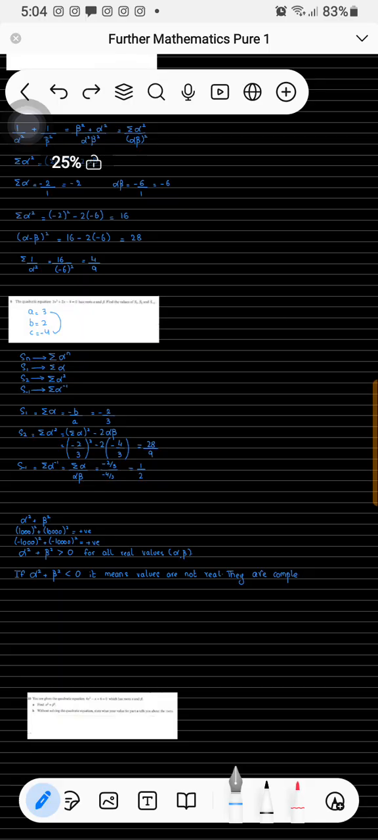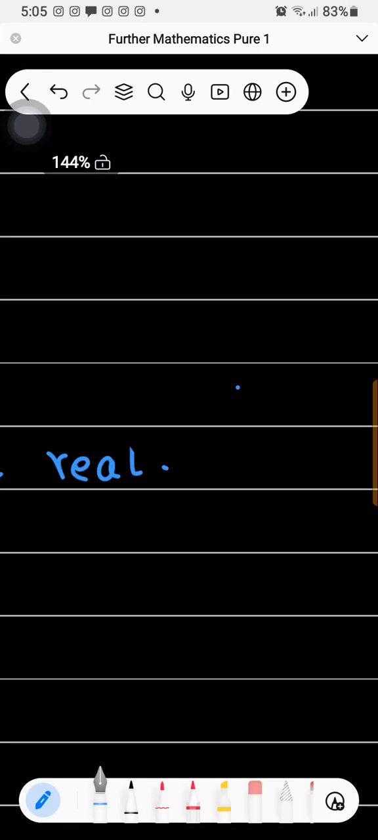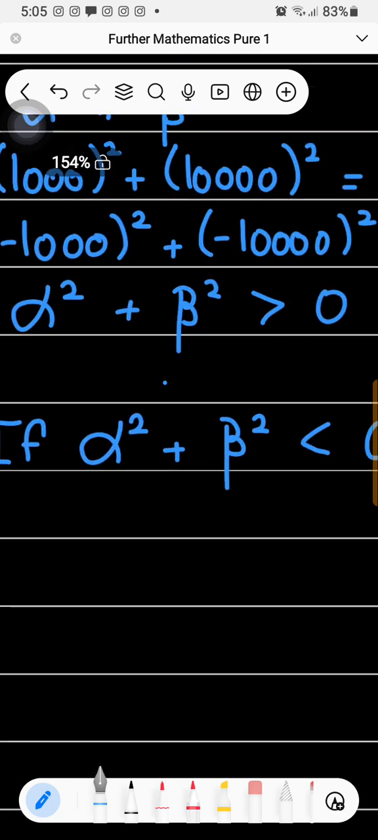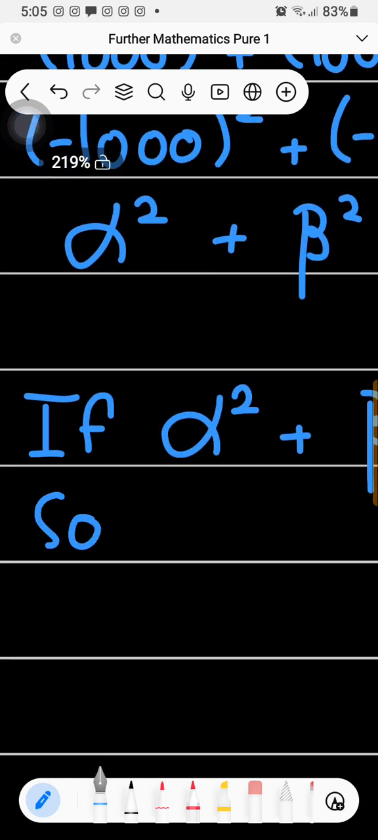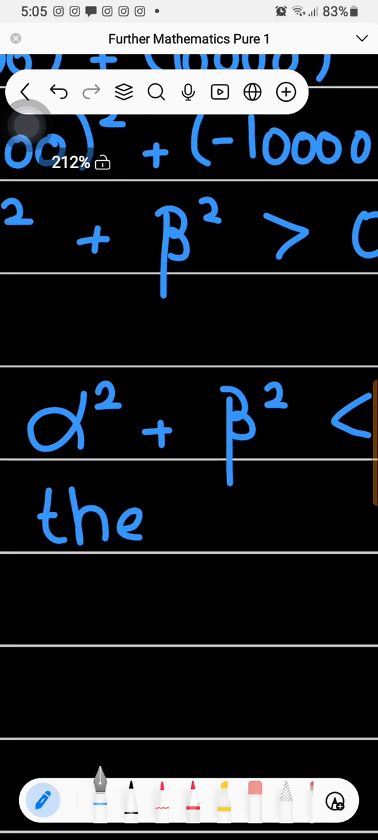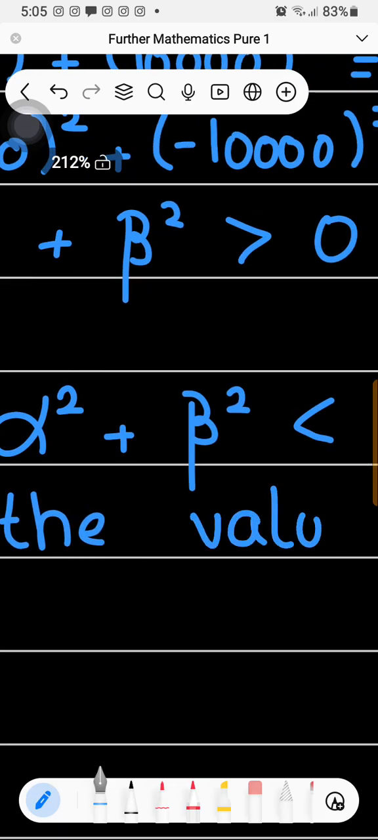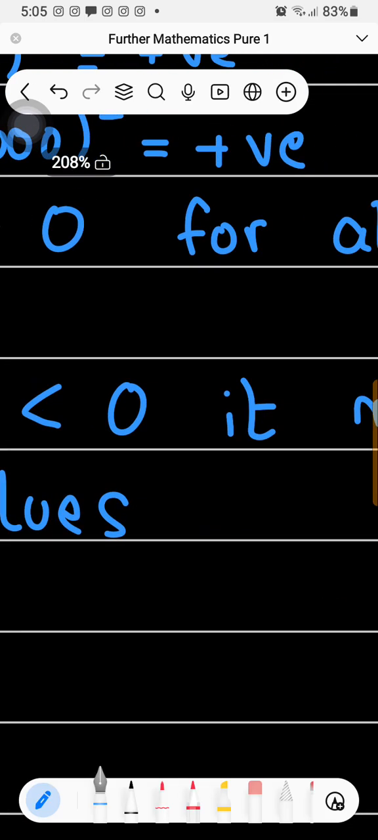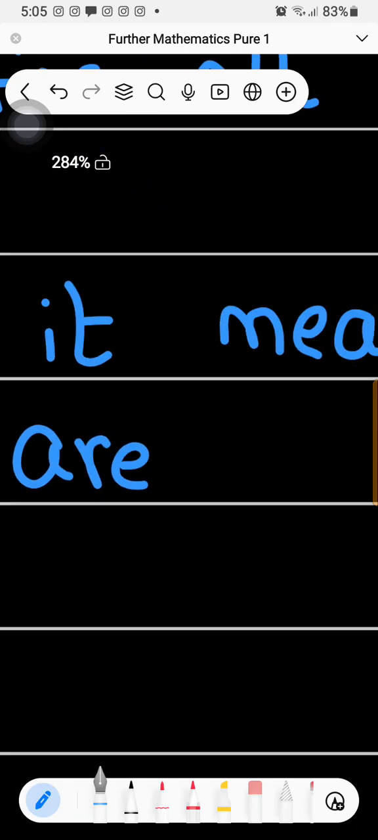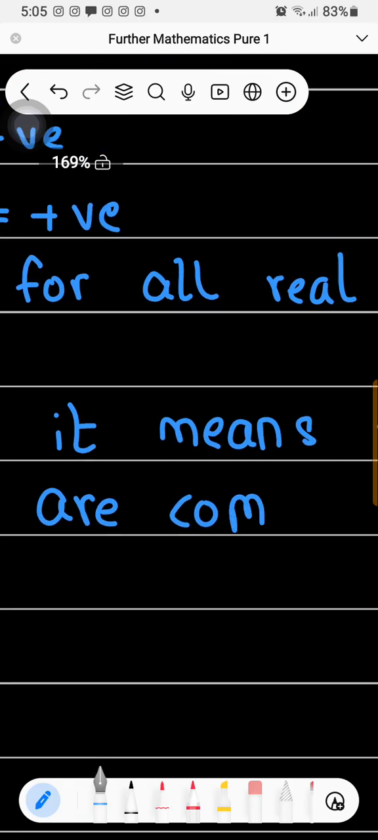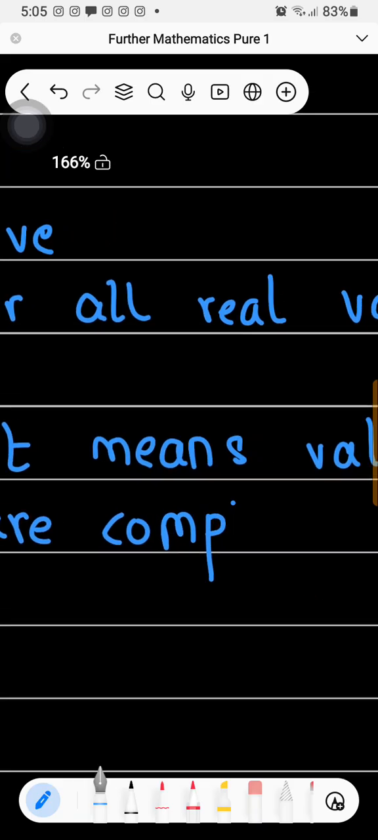Wait, let me write they are complex in the next line. Just give me 2 minutes. Not 2 minutes. We don't have much time. Okay. So they are complex. So the values are complex. Not real means complex. We know this.